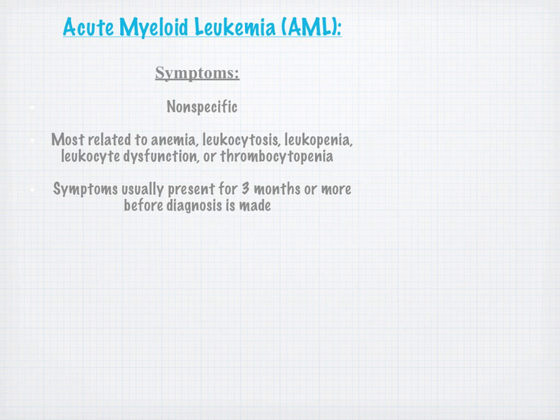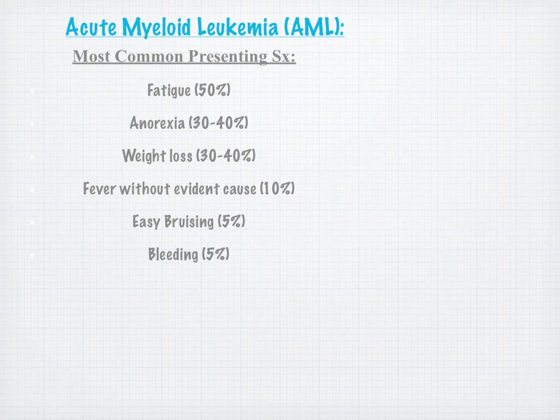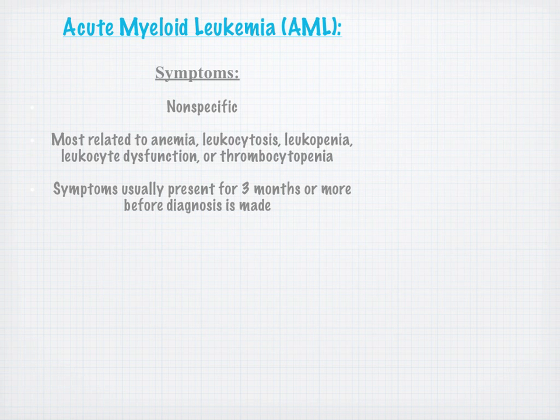So AML again, symptoms are nonspecific. Most are related. So now let's make some sense of the symptoms, the nonspecific symptoms. Most are related to anemia, leukocytosis, leukopenia, leukocyte dysfunction, and thrombocytopenia. So how did I get there? Let's connect the dots. Anemia equals fatigue, or fatigue equals anemia, perhaps, so that we could make a leap and say the symptom of fatigue that we talked about back here was or could have been related to the anemia.